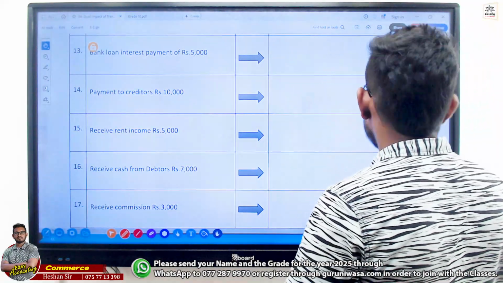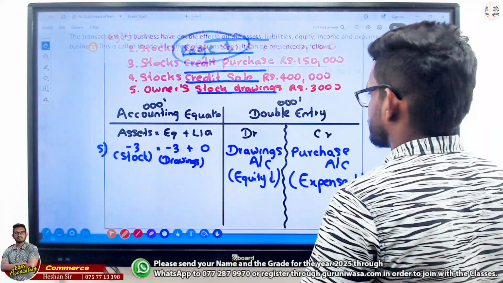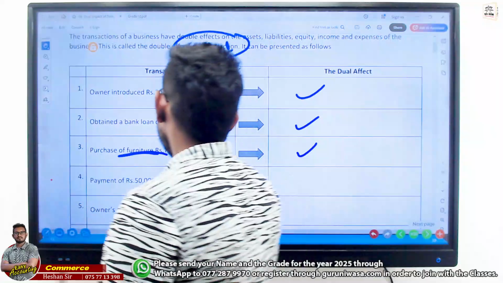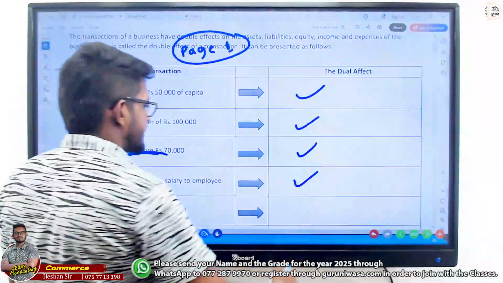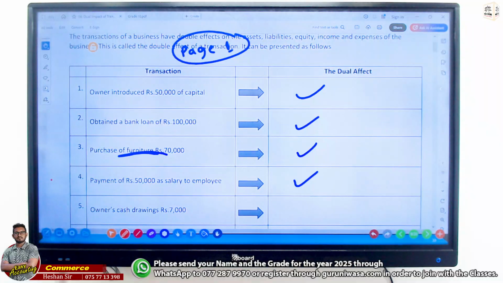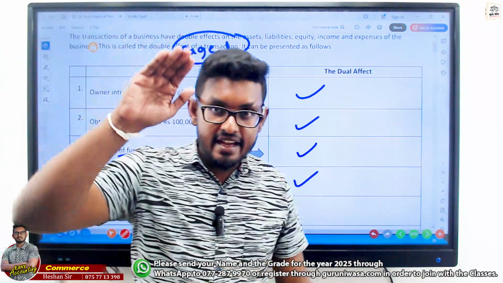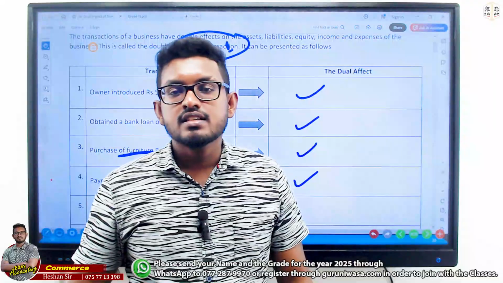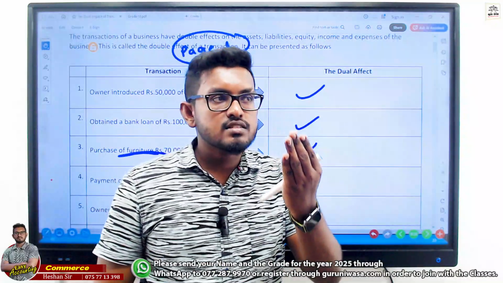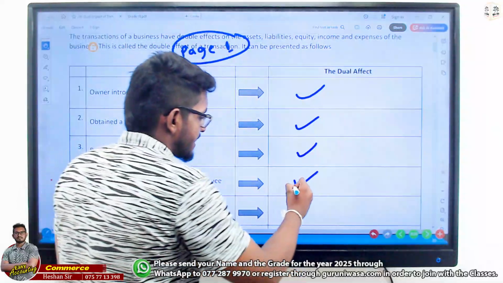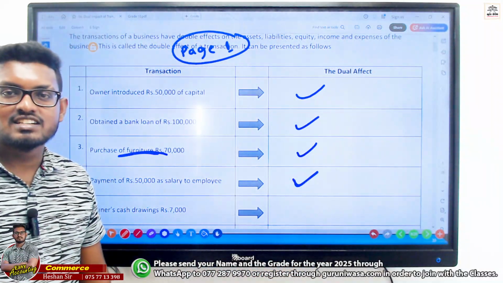Number 4. Here in number 4 we wrote payment of 50,000 as salary to employees. It is an expense. I told you salary is an expense. So cash asset decrease, salary expense increase. Am I clear, you guys? We wrote this one here: cash asset decrease, salary expense increase, right?